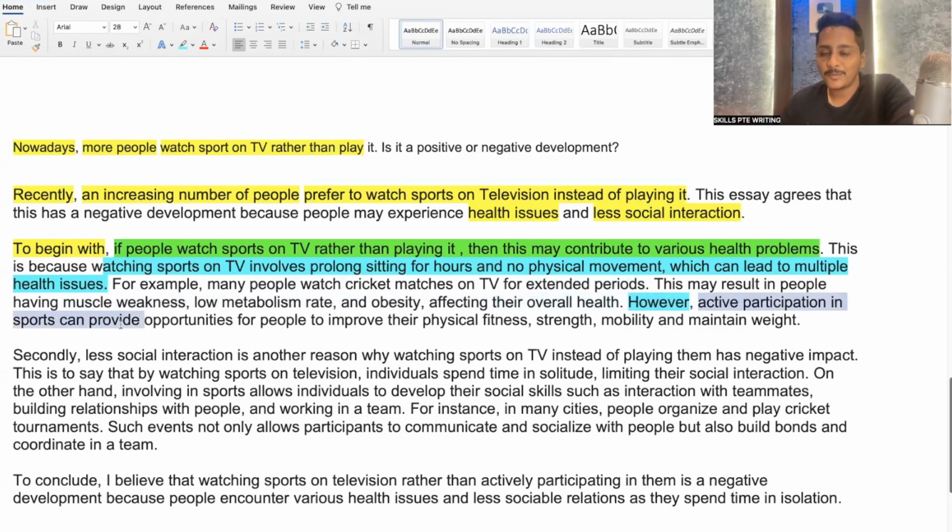Active participation in sport can provide opportunities for people to improve their physical fitness, strength, mobility, and maintenance. She could have continued one more line, but she's trying to be more concise. Concise means you explain a lot by writing in small sentences. She could have written one more line, but yes, this actually fits into the question rather than playing it. If they play, there is a chance of bodily movement, calorie burning, and many things. But if they don't, this is the problem. Perfect essay, written very nicely. Whatever is required is answered.